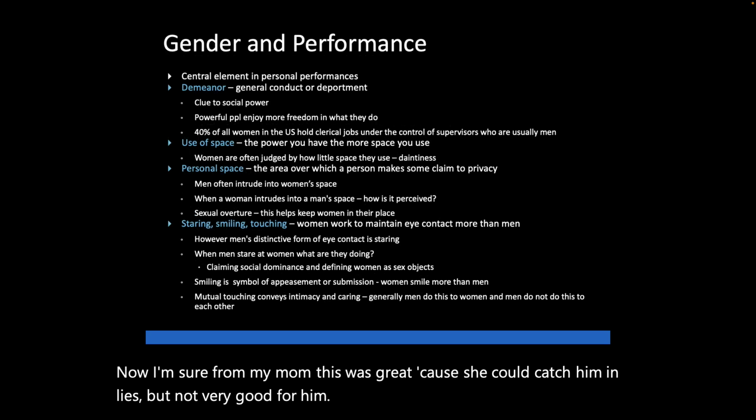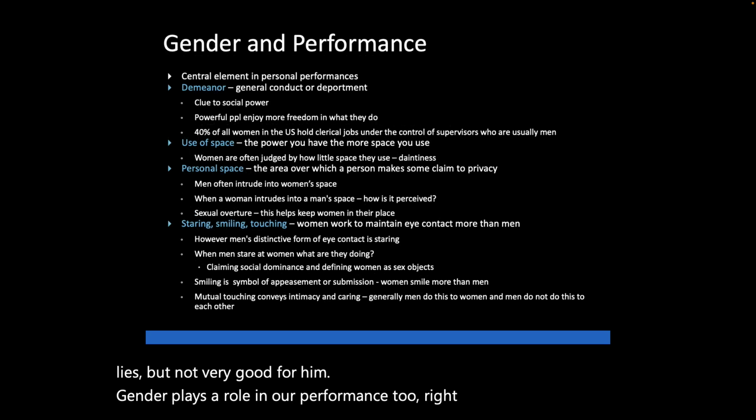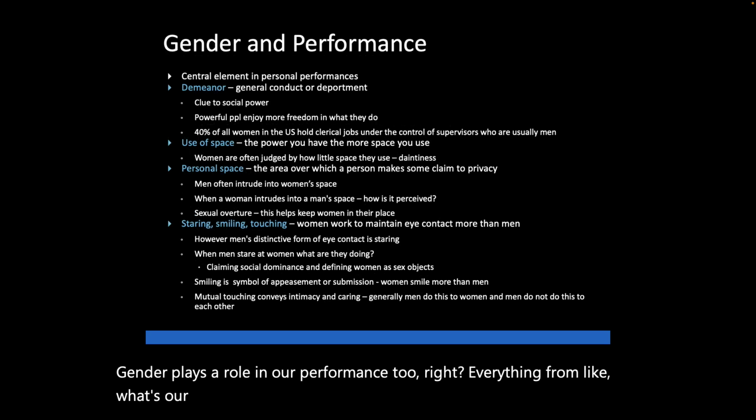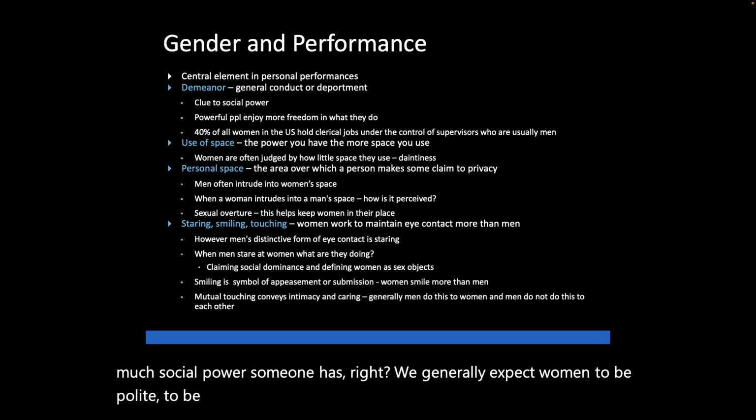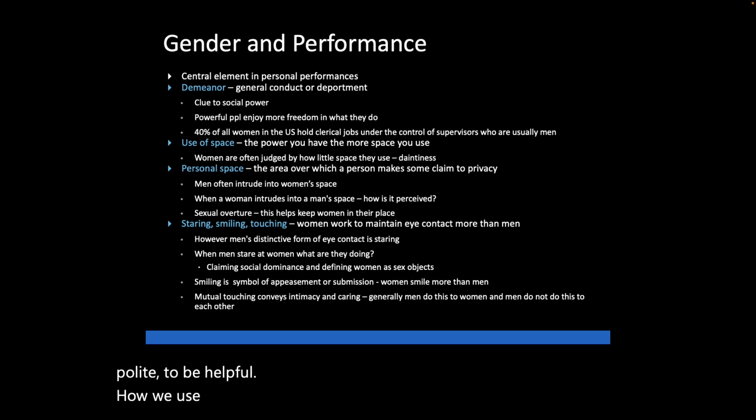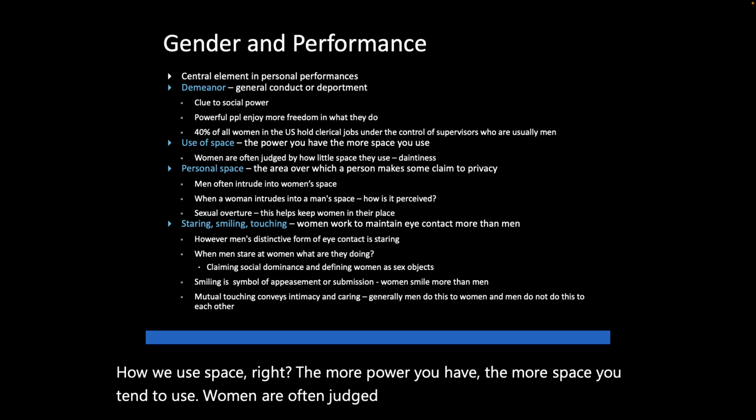Gender plays a role in our performance too, right? Everything from what our demeanor and attitude are can give us clues about how much social power someone has, right? We generally expect women to be polite, to be helpful. How we use space, right? The more power you have, the more space you tend to use. Women are often judged for how little space we take up, right? We're expected to be dainty.